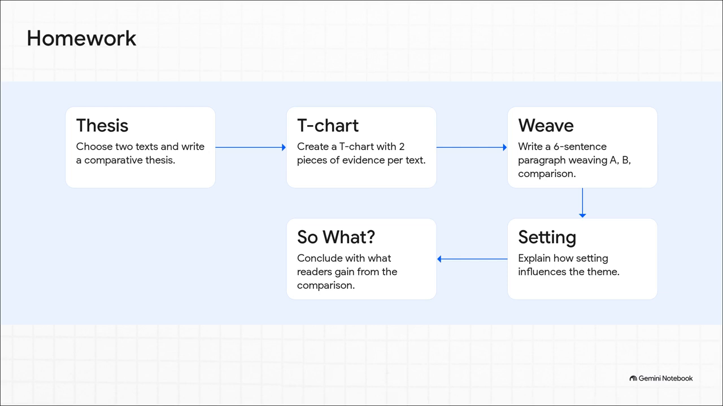Second, create your T-chart and pull 2 pieces of solid, undeniable evidence for each text. Third, write a 6-sentence paragraph using that A to B comparison weaving method. Fourth, explicitly explain how the setting influences the theme in each text. And fifth, wrap the whole thing up with a powerful so what statement explaining what readers actually gain from seeing both sides.